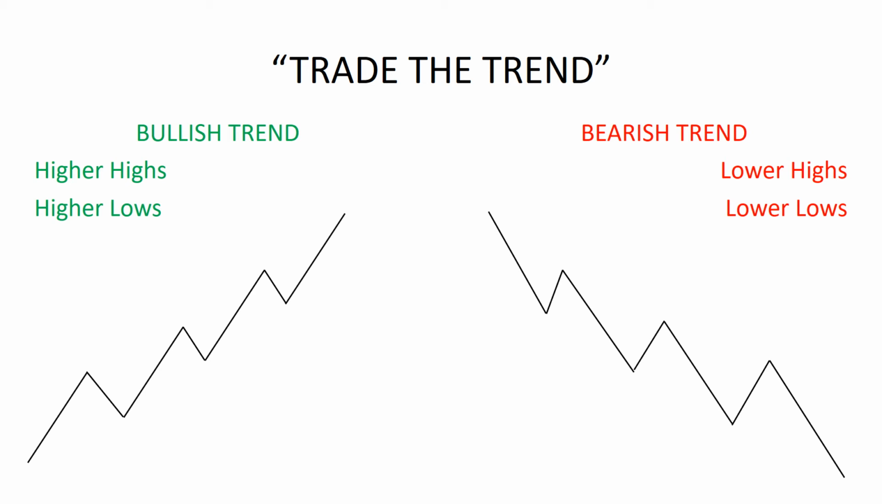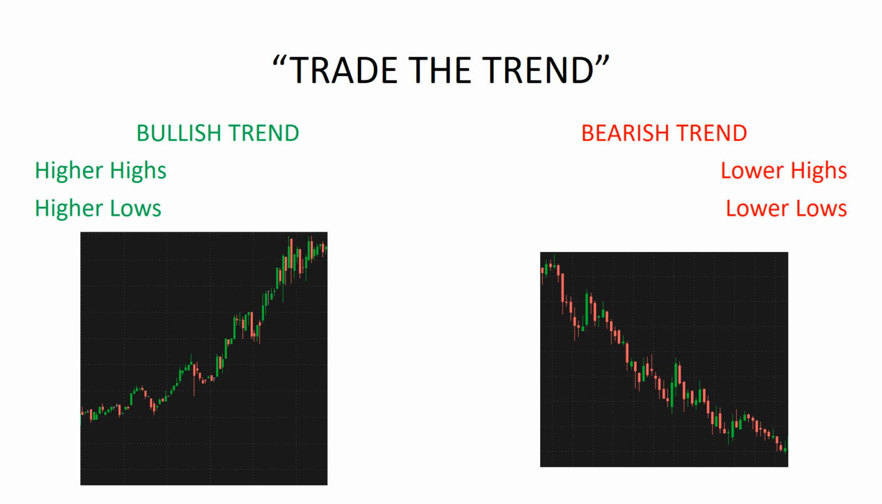Now, stocks obviously will show a lot of volatility throughout the day and can move all over the place. But a trend is confirmed, and most traders will agree with this definition, once you get two series of higher highs and higher lows for bullish or two series of lower highs and lower lows for the bearish trend. So in order to help you see this a little bit better, here is a real life example of some bullish trends and bearish trends.